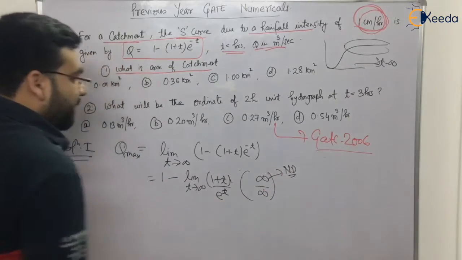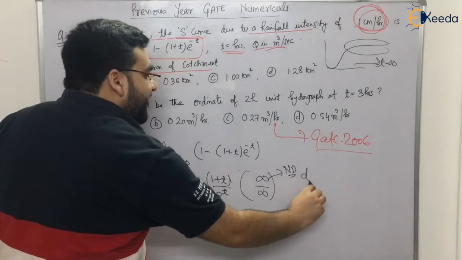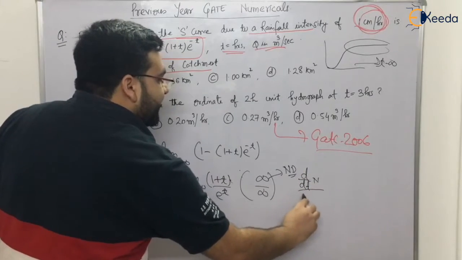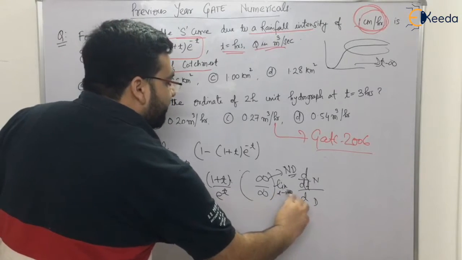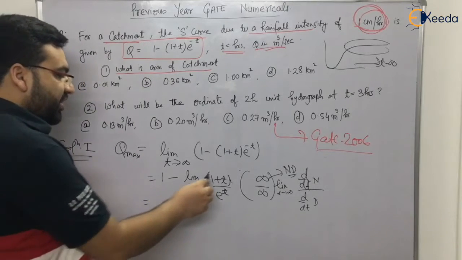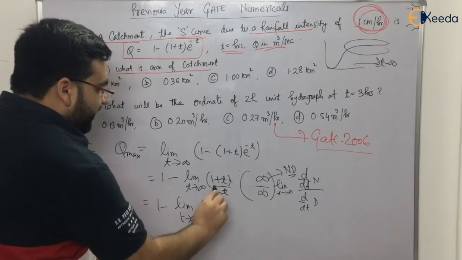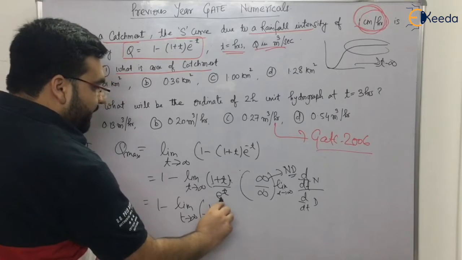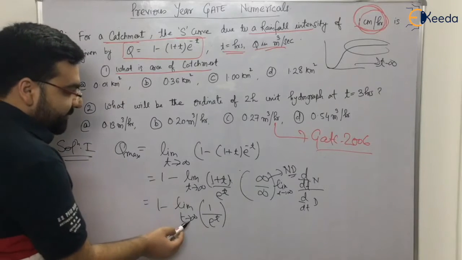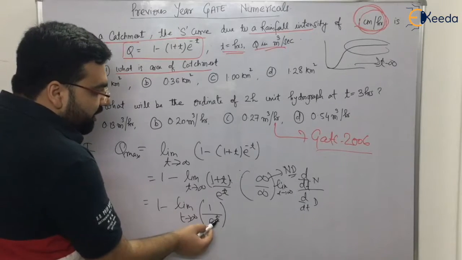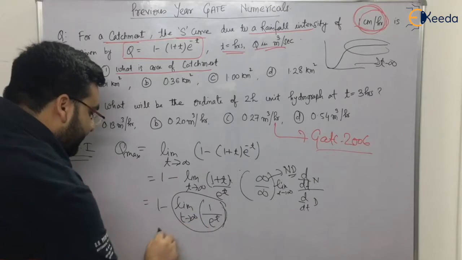Not defined. So if you remember mathematics, we can apply L'Hospital's rule. In L'Hospital's rule, we take the differentiation of the numerator as well as the differentiation of the denominator, and then we apply limit T tends to infinity. Differentiating the numerator gives 1, and differentiating the denominator e raised to power T gives e raised to power T. Now let's put T equals infinity. 1 upon infinity is actually 0, so the answer will be 1.